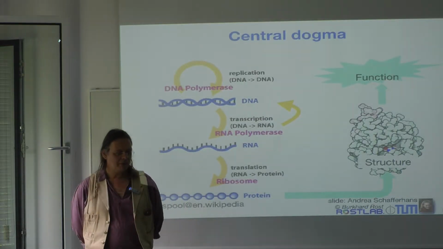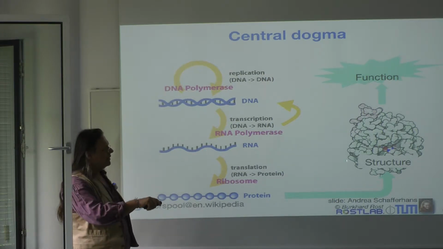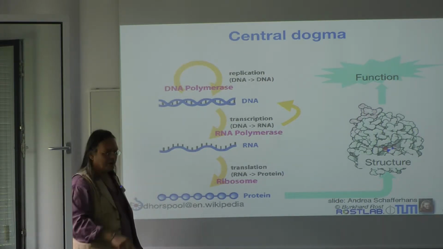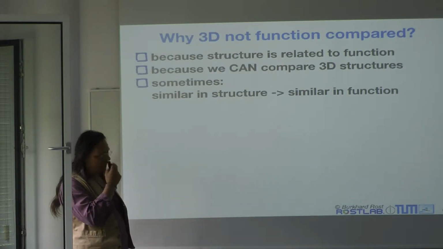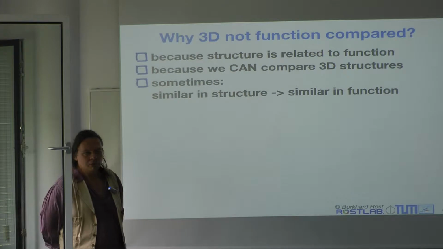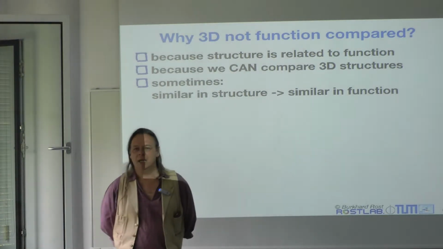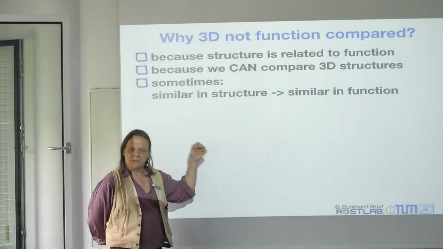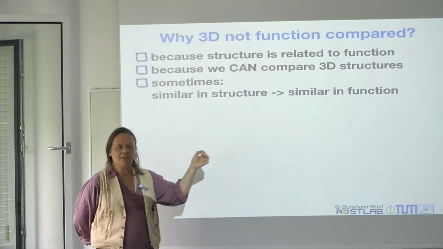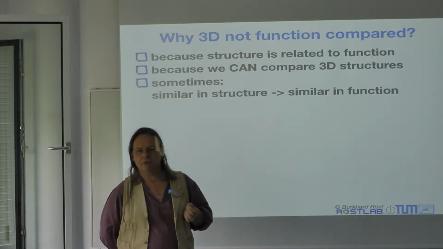So let's just go the other way around. There's the dogma, and part of that dogma has to do with structure determines function. And yes, structure is related to function, but it's also what we do because we can. It's true. But it's also true that we can, and by this fact that structure relates to function, similar structure tells us something about function. Now, what else could we do? We could, for instance, look at function.